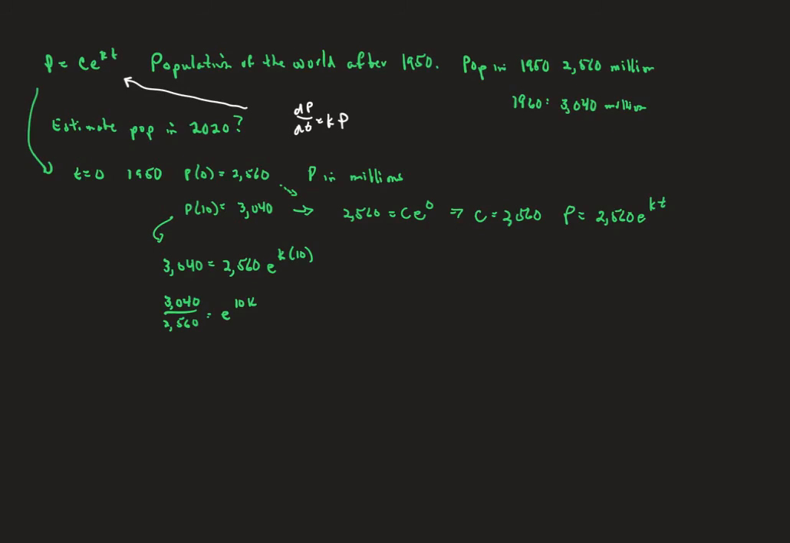Hopefully you remember, we take the natural log of both sides. We get the natural log of 3,040 over 2,560. The natural log of e to the 10k is just 10k, because a logarithm base Euler's number and an exponential base Euler's number are inverses. Dividing by 10, k is equal to the natural log.